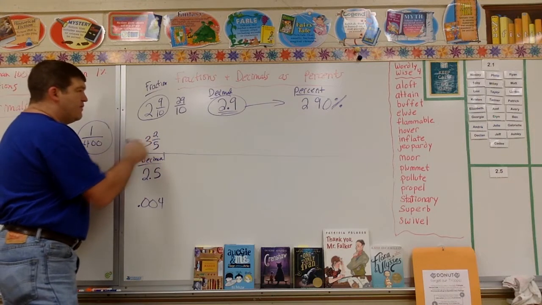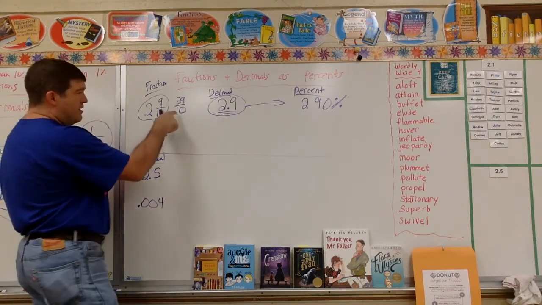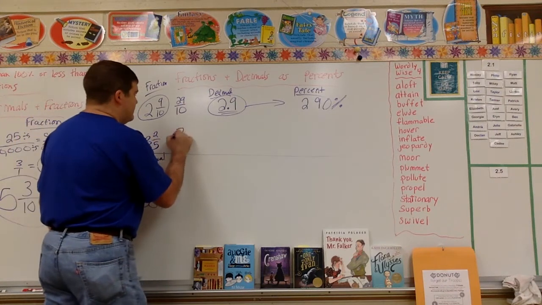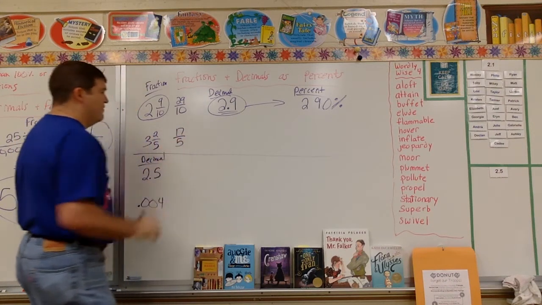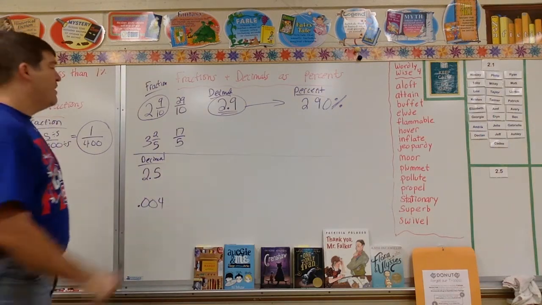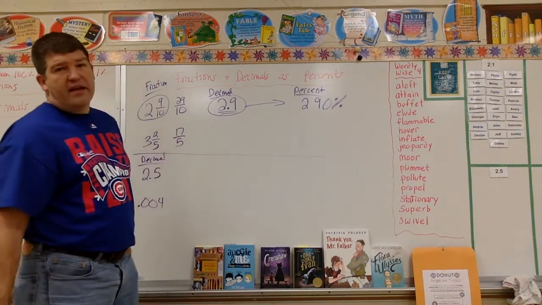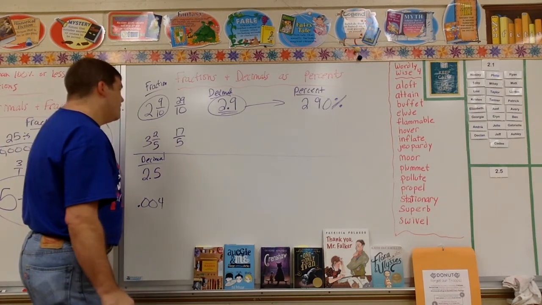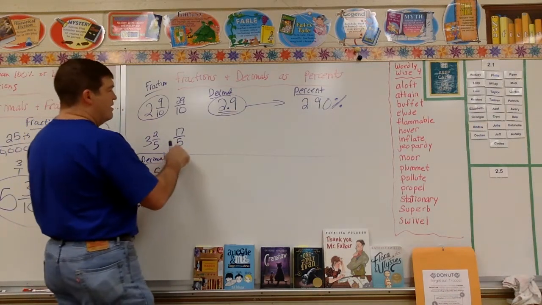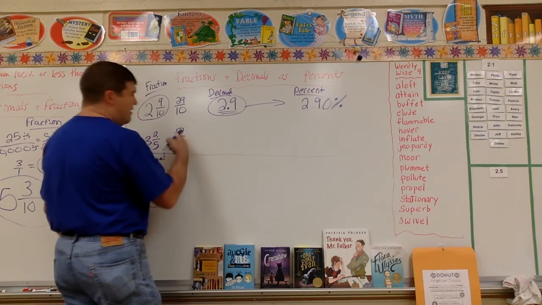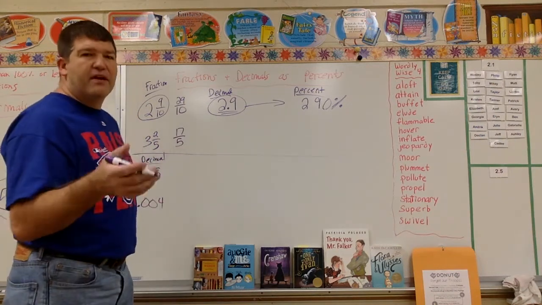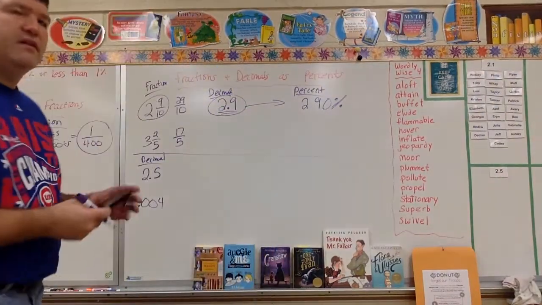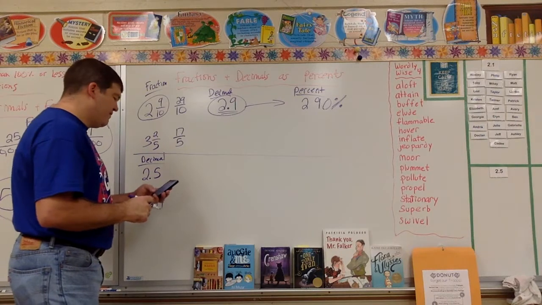3 2/5. Now, I could go like I did over here. 3 times 5 is 15 plus 2, 17/5. Okay, 17/5. And then I could divide that out. Okay? Or I could get this to a 10. I'm just going to divide it out. I like to take a fraction, divide it. So I'm going to take 17 divided by 5.